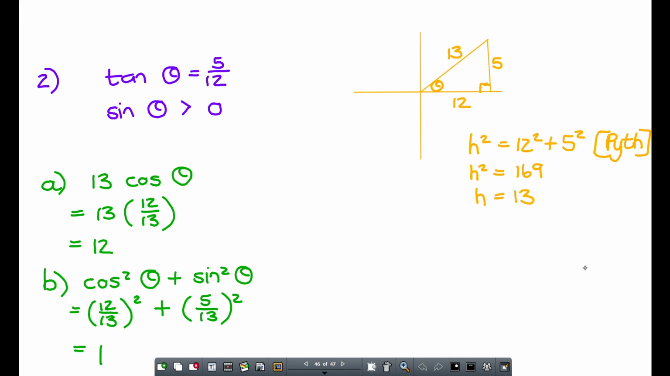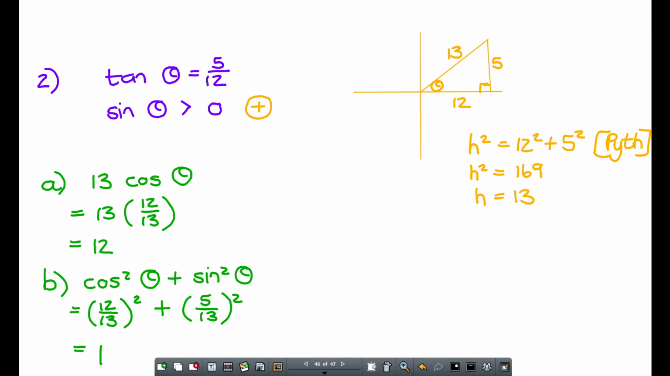Right, number 1 we did together. So number 2 says, tan theta is gelyk aan 5 op 12 en sin theta moet wees groter as 0. So that means that sin theta must be positive. Okay, and where would sin theta be positive? Either in the first or the second quadrant. Nee. Maar, kyk gou hier, tan theta is equal to 5 over 12. So that's a positive number. So where is tan positive and sin positive? Only in the first quadrant.